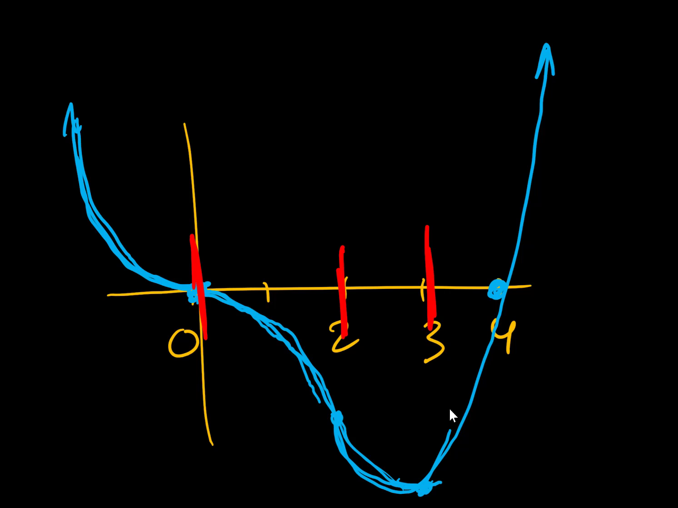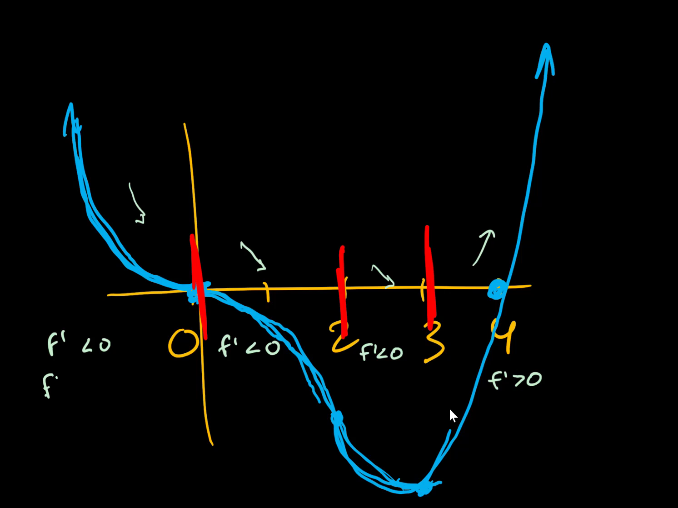Notice your first derivative is going to be negative because I'm decreasing. On this span, my first derivative is negative again because I'm decreasing. Between 2 and 3, my first derivative is negative. And then from 3 onward, my first derivative is positive. Again: decreasing, decreasing, decreasing, increasing.